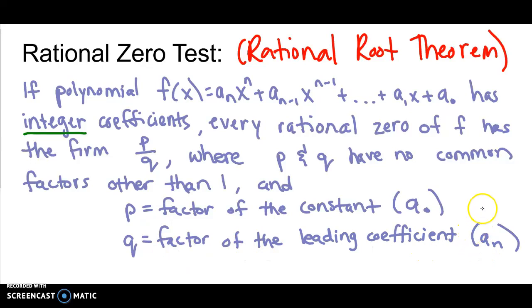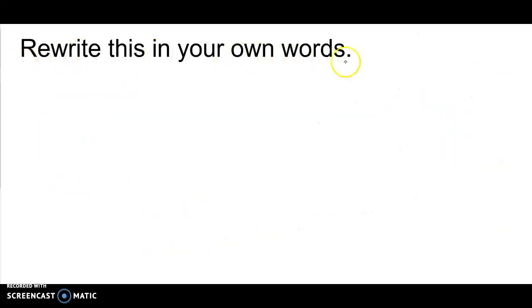Okay, so for example, we have this polynomial. If I can find all the factors of my constant divided by all the factors of my lead coefficient, those are the possibilities of what my rational roots could be. So I'd like you to put that into your own words here. So think about that, write it down.